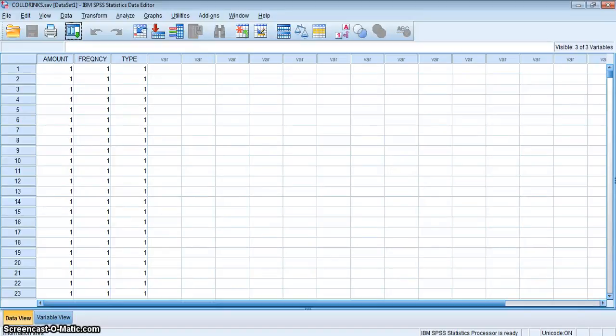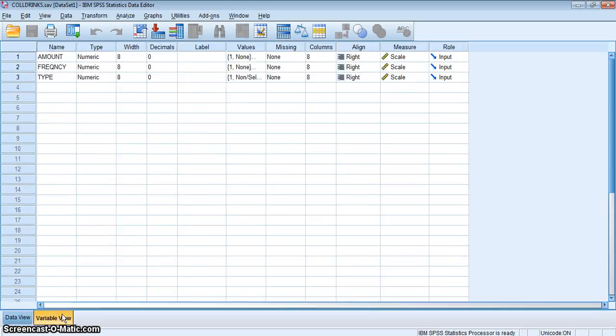All right, this screencast is to analyze a one-way table. The data is called call drinks. We have 3 categorical variables, and the one that we're going to focus on is called frequency, so it's that second column. If we look at the variable view, you can see the labels.